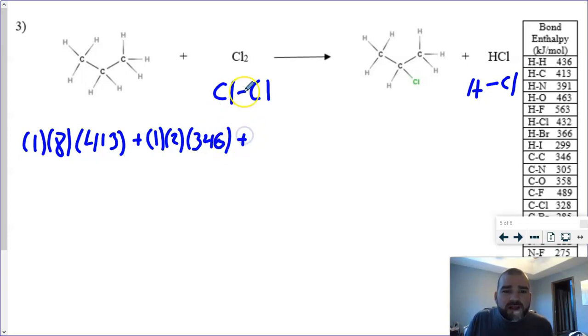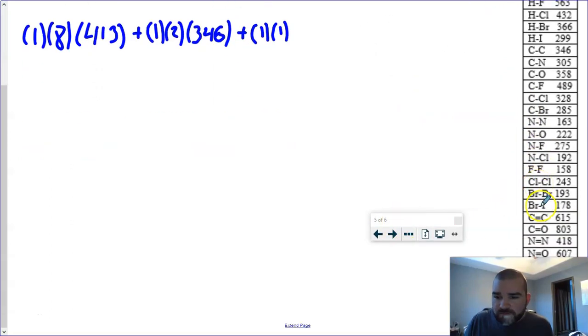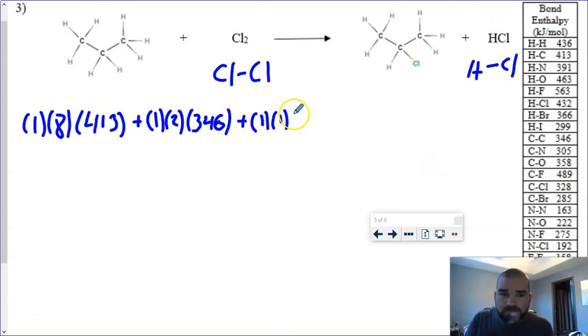And then I have one more reactant molecule. I have chlorine-chlorine single bond. Again, coefficient is 1. I have one of those bonds in my structure. And now I gotta go searching for this thing. There it is, ClCl 243. Okay, sweet. This is my reactant side. I get a total. I'll do that in just a second.